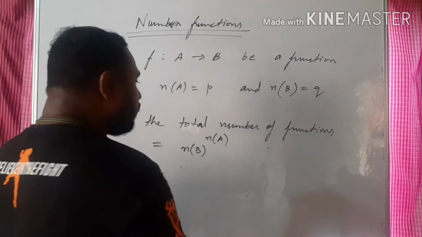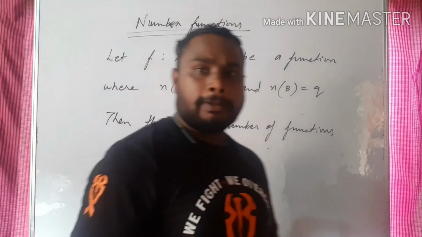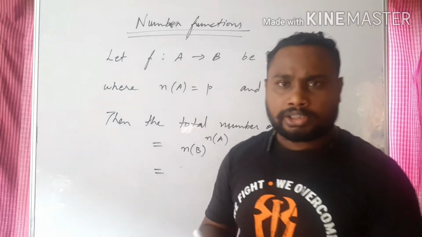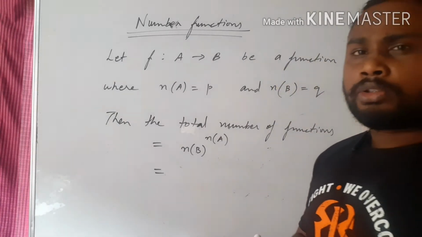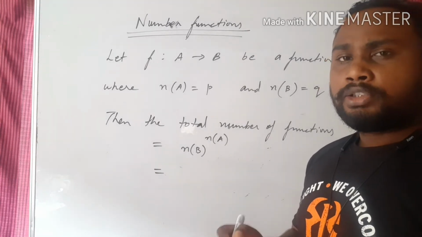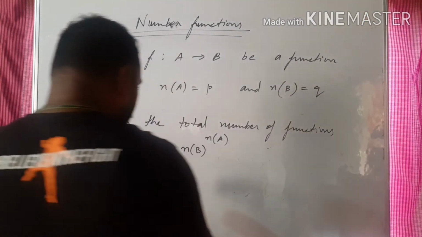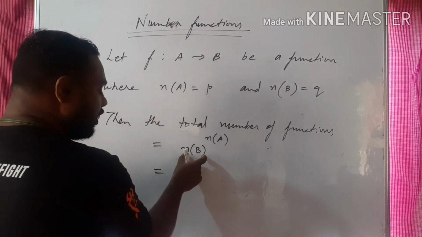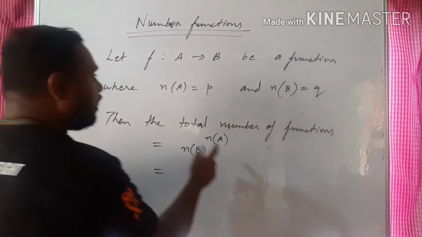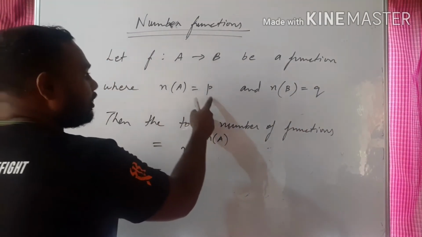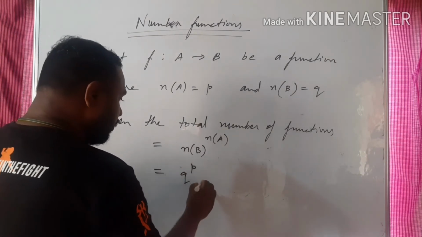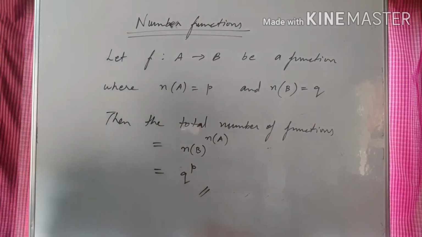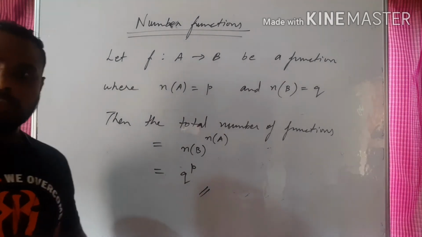So this formula will give you the total number of functions from A to B. As I have mentioned, the cardinality of B is q and the cardinality of A is p, so I can write here q to the power p. So this will be the total number of functions from A to B.